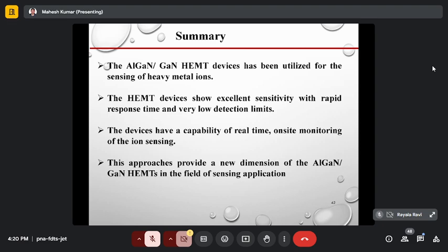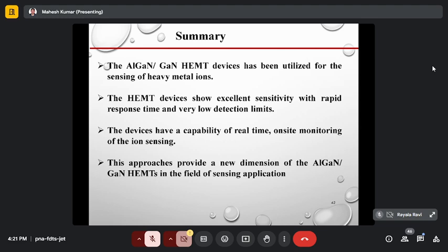Another advantage is that the device is capable of real time, on-site monitoring of ions. Suppose when industries release water, if the government has such sensors, they can monitor which industry is releasing these heavy metal ions and not doing the proper filtering.